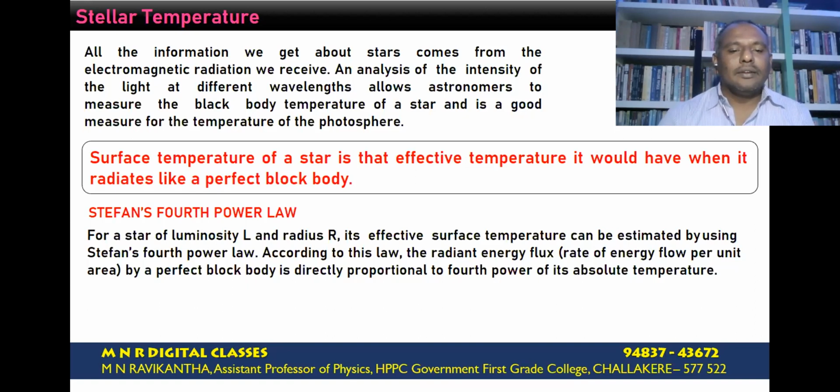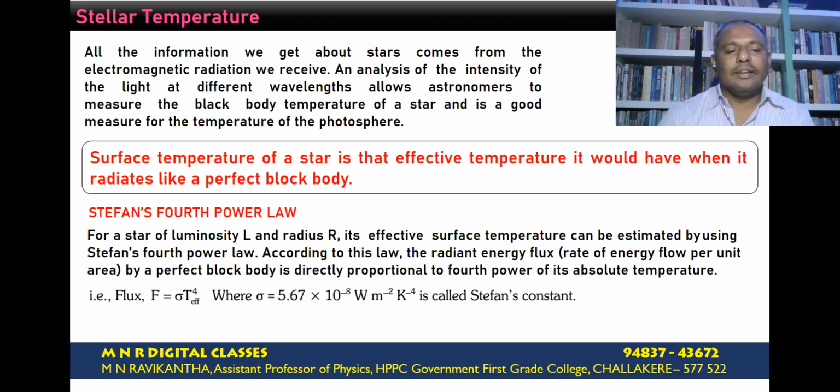Mathematically, if F is the radiant flux and T is the effective temperature, then F is proportional to T power 4. If we remove the proportionality, then we get the proportionality constant sigma. So F is equal to sigma T power 4, where sigma is 5.67 into 10 to the power of minus 8 watts per meter square per Kelvin power minus 4, and it is called Stefan's constant.